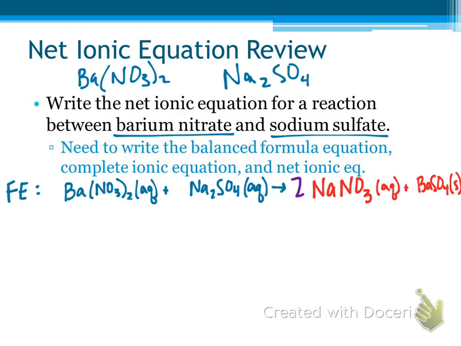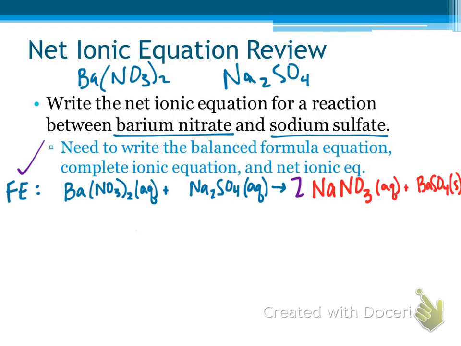Okay. So we have 1 barium on each side, 2 nitrates on each side, 2 sodiums on each side, and 1 sulfate on each side. We good with the balancing part? Okay, so the formula equation is done. Now we move on to the complete ionic equation.